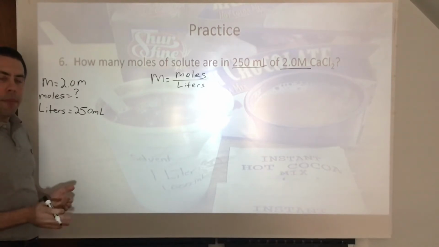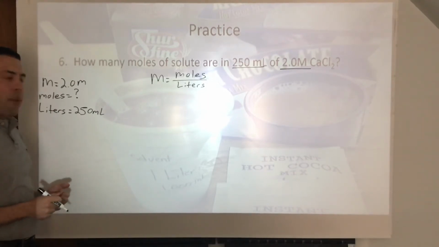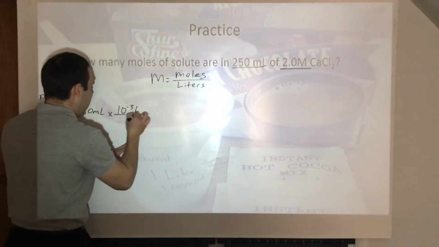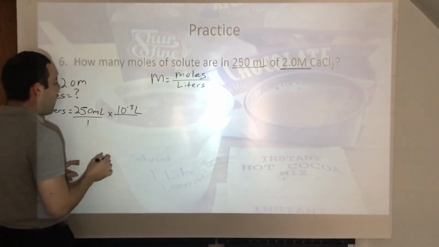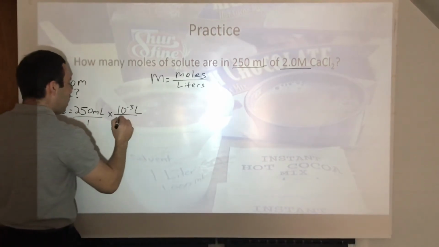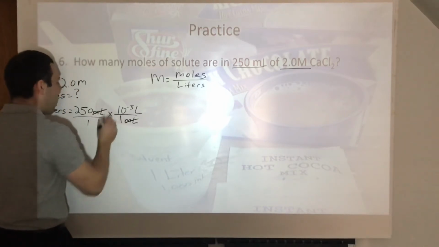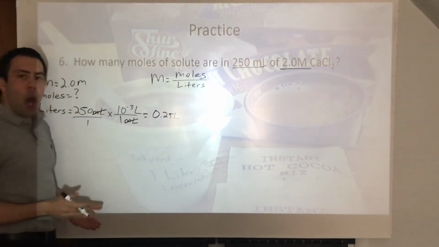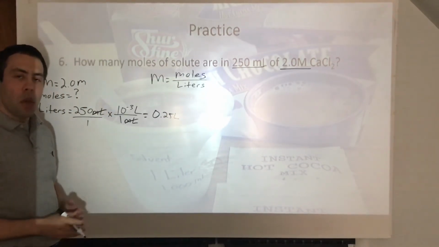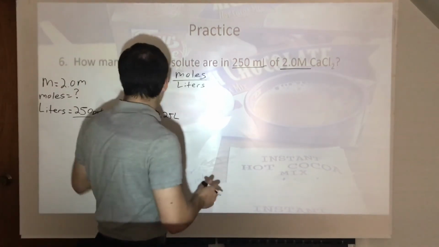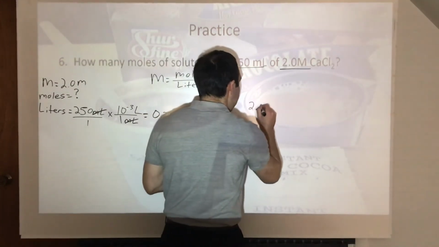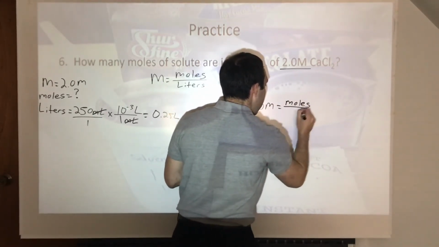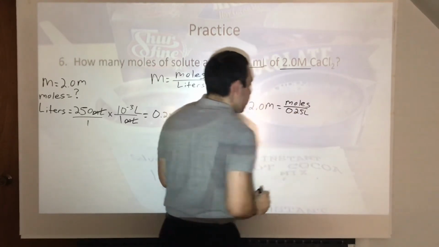We look at table C on our chemistry reference tables, and we see that the factor for milli is 10 to the negative third. So 250 times 10 to the negative third liters over 1 milliliter. Milliliters and milliliters cancel out. I'm left with 0.25 liters of solution. From here, we can carry on as we did in the last problem. We plug in our numbers. 2.0 molar equals moles, what we're trying to find, over 0.25 liters.